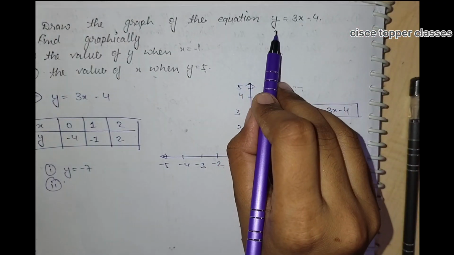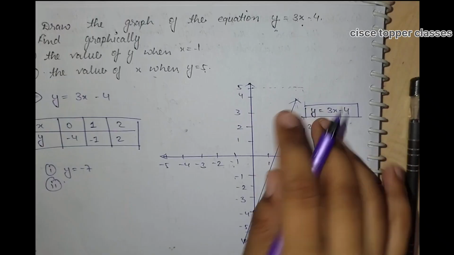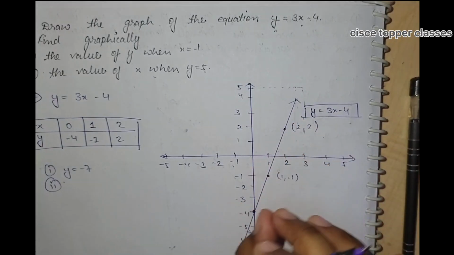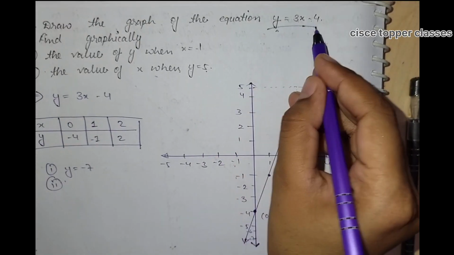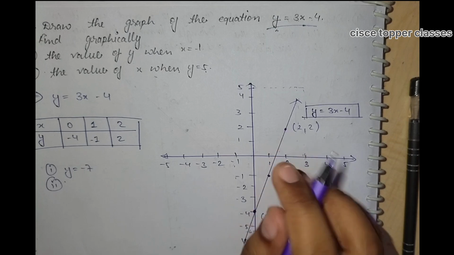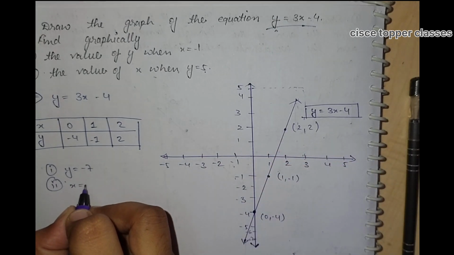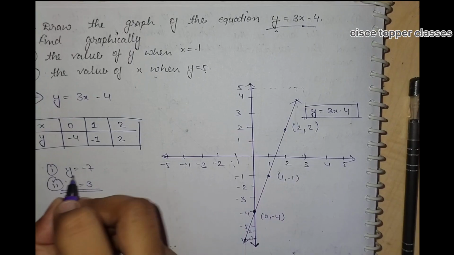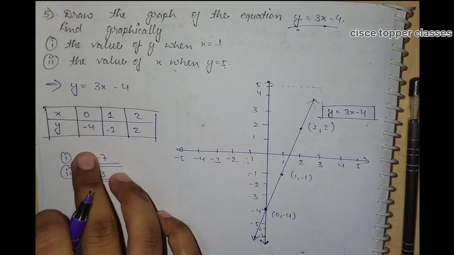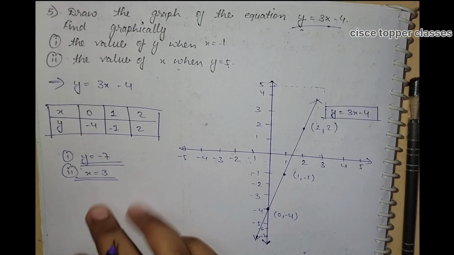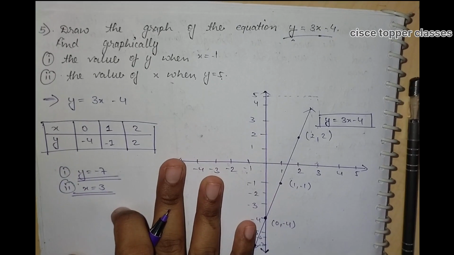Because if we verify also in this, we have to verify because this is very important. Otherwise, because I'm not drawing on graph paper, it can be wrong also. So I'm just verifying. You can draw it on graph paper, then it will be very correct. So from here we will get x as 3. So this is the value of x in the second part, and this is the value of y in the first part.